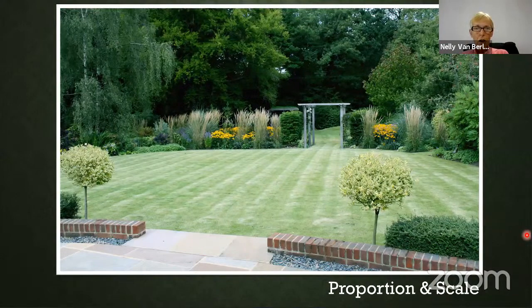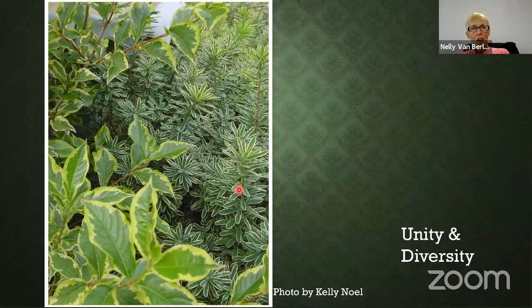Unity and diversity. That's just saying that things can be similar, but they should still be different. So in this case, we've got a Daphne Carol-Mackie and a variegated Weigela. And they do have the same colors in them, but the texture is totally different between these two shrubs. So they look the same, therefore they're unified, but they're completely different in their foliage shape and texture. So there's also diversity there.